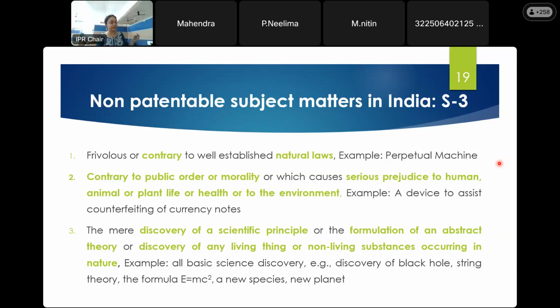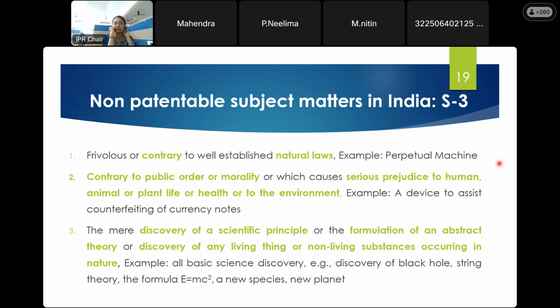So if your invention satisfies the criteria of patentability also, still it might fall in this subject matter. So that will not be patentable in India. Patent Office will reject your application. Okay, so better you remember it. First is anything that is contrary to well-established natural law, for example, a perpetual machine. You are not giving any input, but you are getting an output for that. So that kind of thing is not patentable.